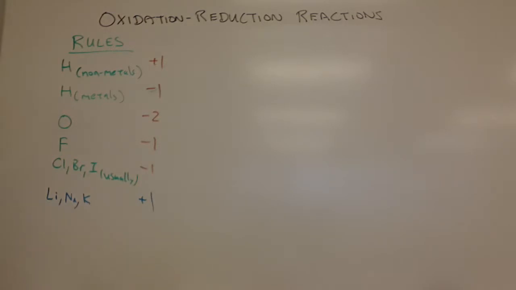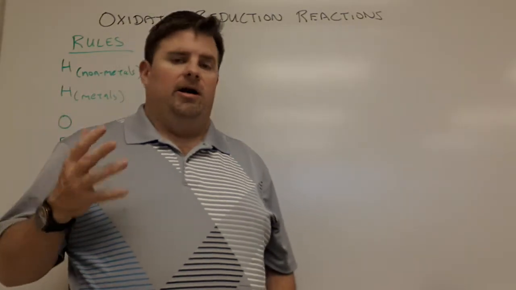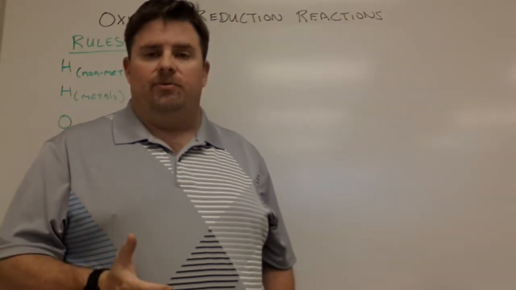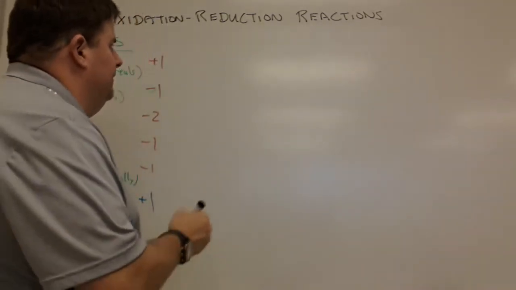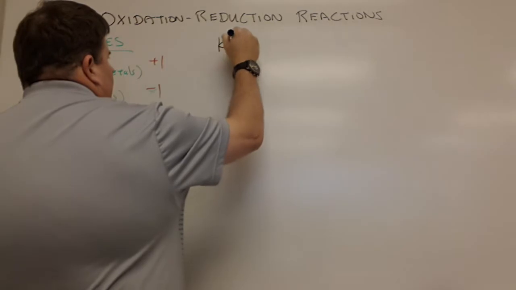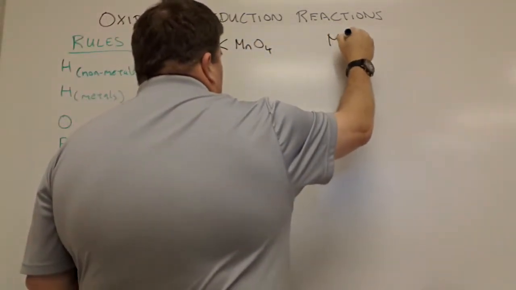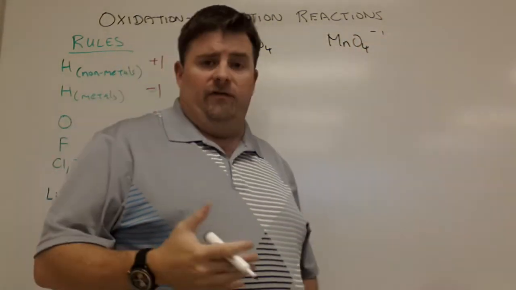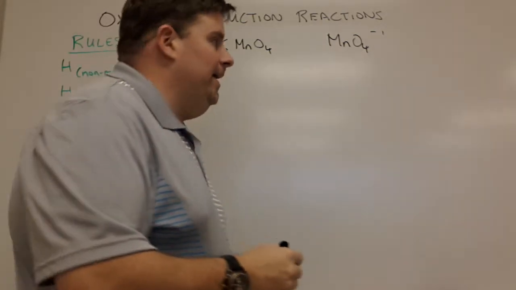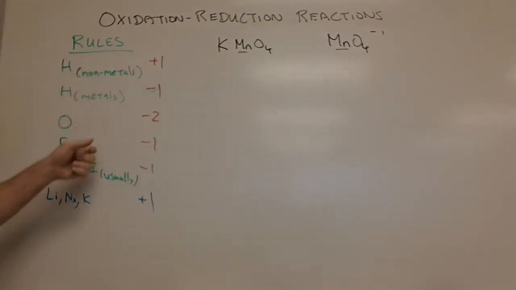Now when I get into compounds, I have to look at them and try to figure out what their oxidation number is, and it depends on how they're represented. I'm going to represent this two ways. The first one is KMnO4, and the second one is MnO4 with a -1 charge. We have to figure out what the oxidation number on the manganese is going to be, and we can do that using these rules to determine the oxidation value of the metal.